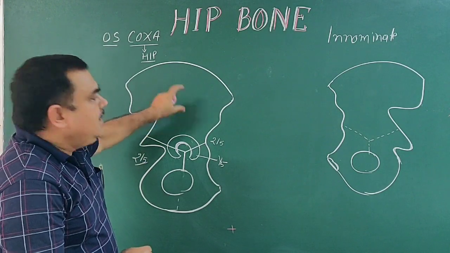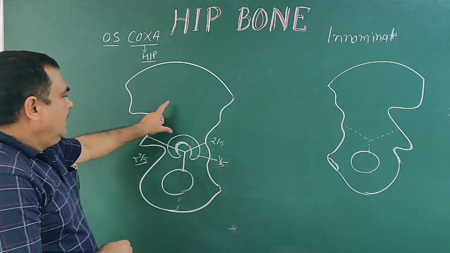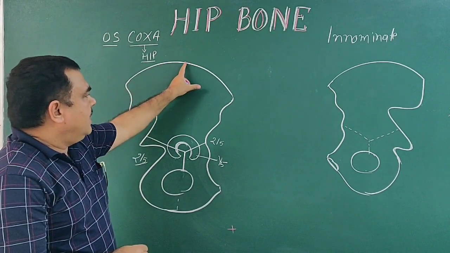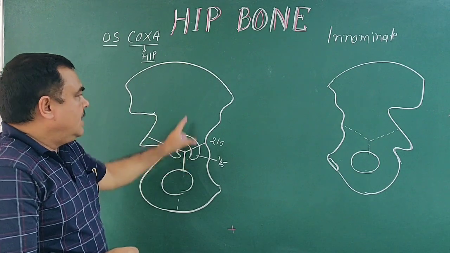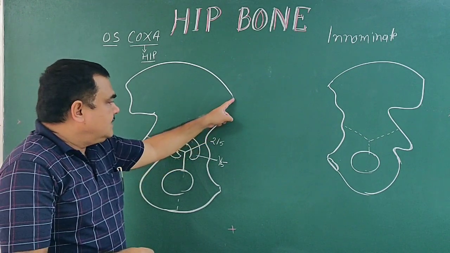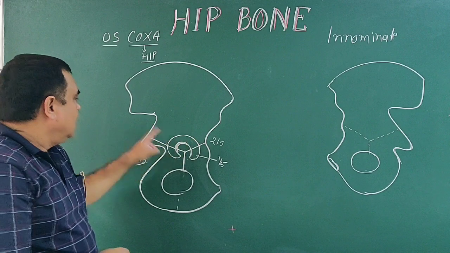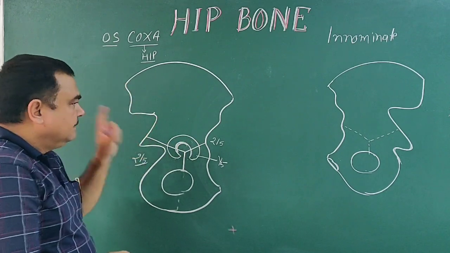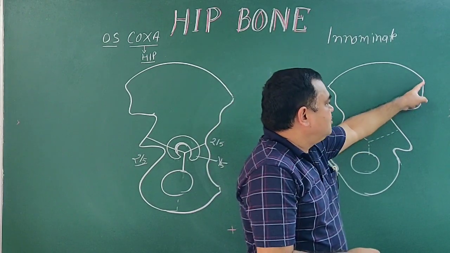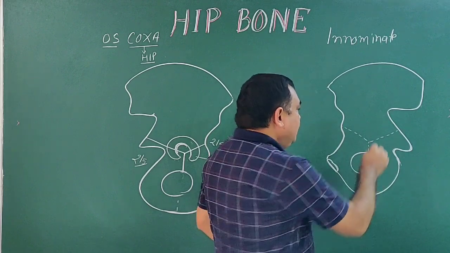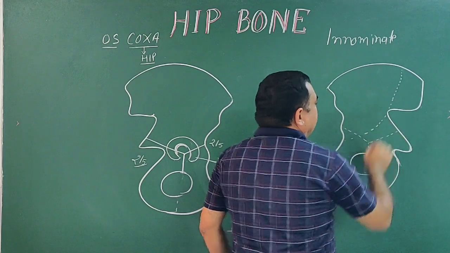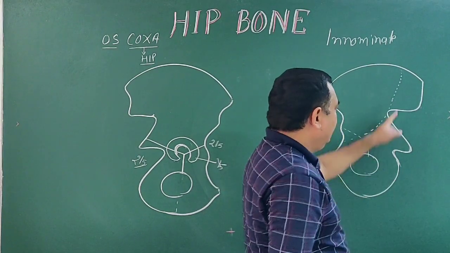If you see the ilium, it has two ends. This is the upper end, this is the lower end. It has two ends and it has three borders. This border is the anterior border, this border is the posterior border, and in between these two borders there is the intermediate border.